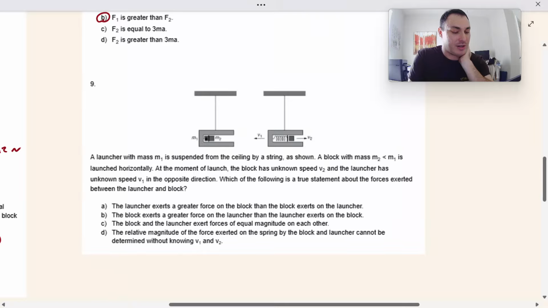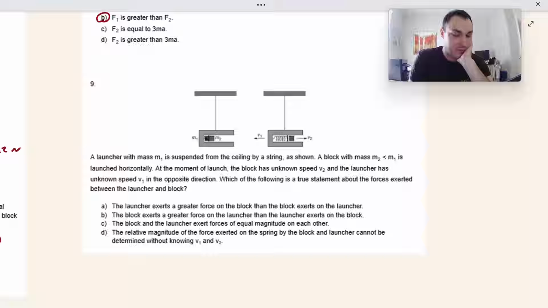Last question, question 9. A launcher with mass M1 is suspended from the ceiling by a string as shown. A block with mass M2, less than M1, is launched horizontally. At the moment of launch, the block has speed v2 and the launcher has an unknown speed v1 in the opposite direction. Which of the following is true about the forces exerted between the launcher and the block?